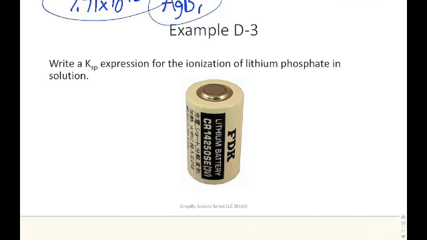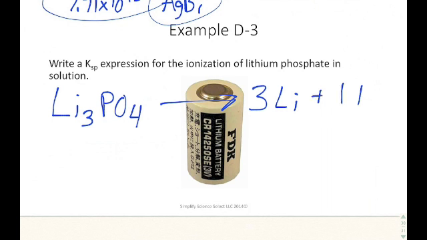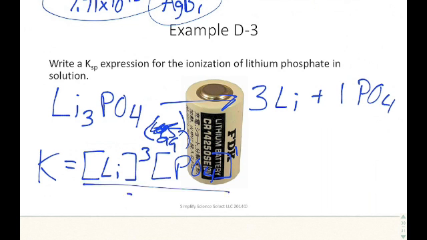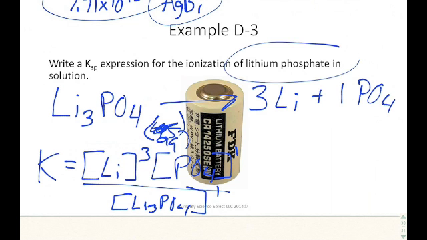And in the last one, it says write a KSP expression for the ionization of lithium phosphate in solution. So you have lithium phosphate, which is this right here. It's going to ionize in solution to 3 lithium and 1 phosphate. So when you write the KSP expression, it's going to be K equals, we don't know if this is aqueous or not, so we'll call it aqueous so we can see what it is. So this expression would be Li3PO4 to the 1 divided by Li3PO4 to the 1. Now, if it turns out that this lithium phosphate ends up being a solid, all we have to do is take it out of the expression.